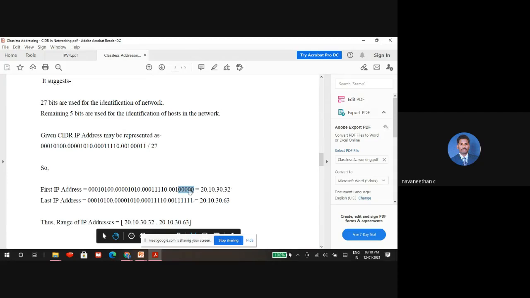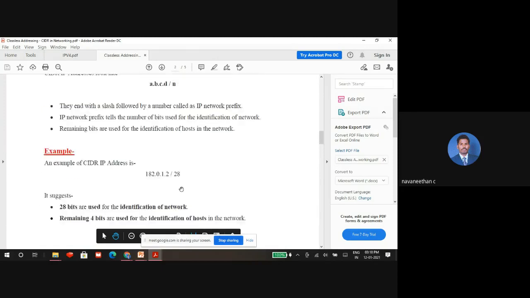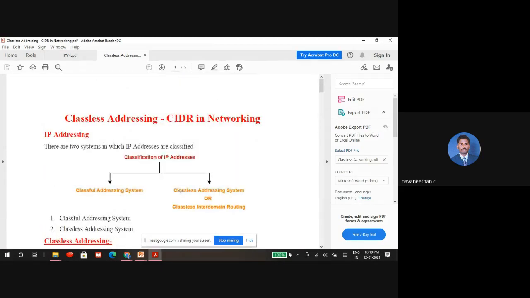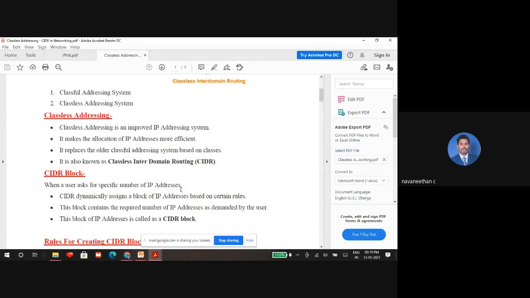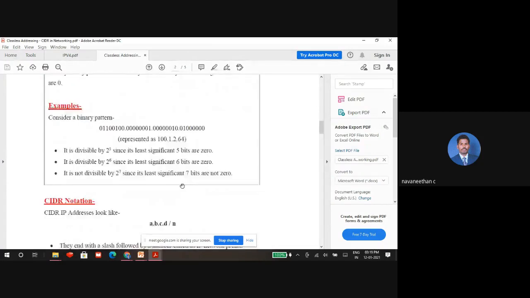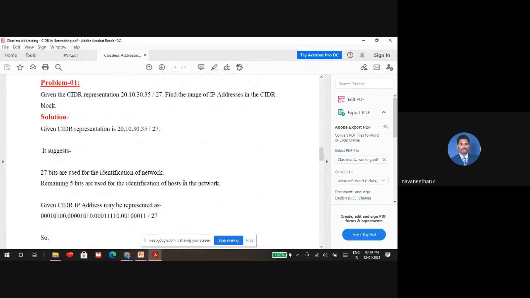See the ranges. It ranges in the same class. That's why we are going for this CIDR. That's why I have just given a simple example. Even we are saying this is more efficient. Problem is clear? Any doubts?